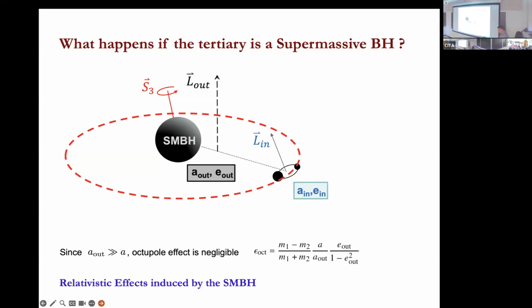If you don't have that octupole effect, it's just a very simple, clean, analytic von Zeipel-Lidov-Kozai effect at work. Except in this case, because you have a supermassive black hole, you have a spin. This spin is actually very big. It could be comparable to or bigger than the orbital angular momentum, L out. So therefore, there are several relativistic effects one can study that can actually affect the dynamics.